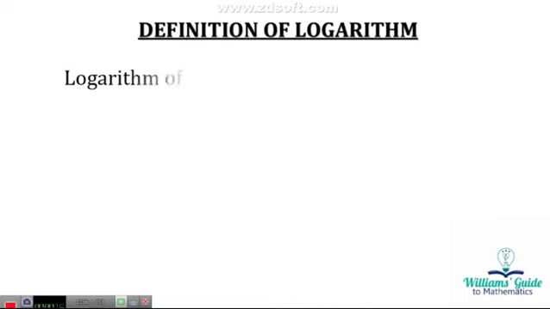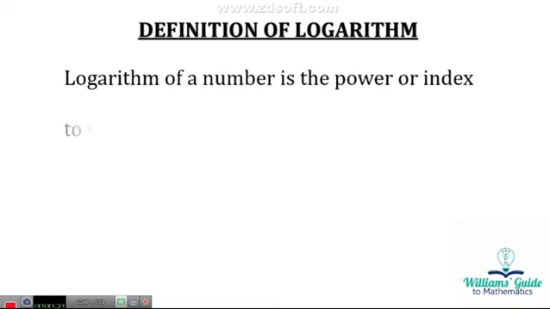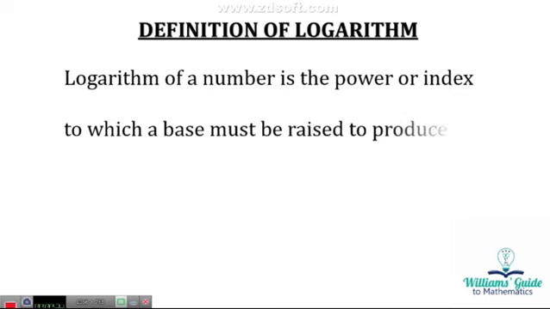The logarithm of a number is the power or index to which a base must be raised to produce the given number. Again, the logarithm of a number is the power or index to which a base must be raised to produce the given number.